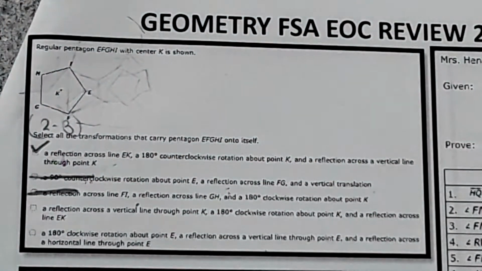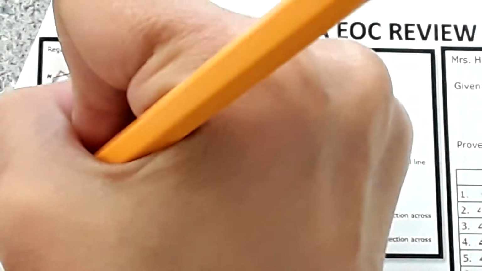The next two: a reflection across the vertical line through point K, the vertical line being right here. A 180 degrees rotation would put it back onto itself, and then a reflection across this line would put it onto itself as well. This is a correct answer.